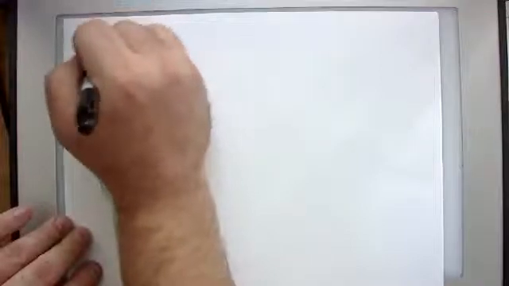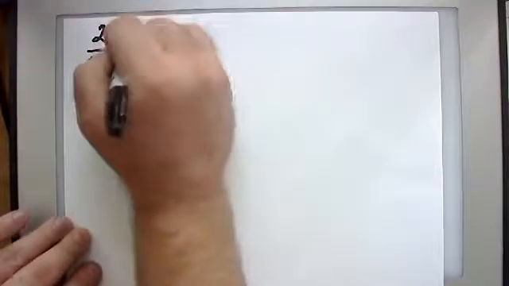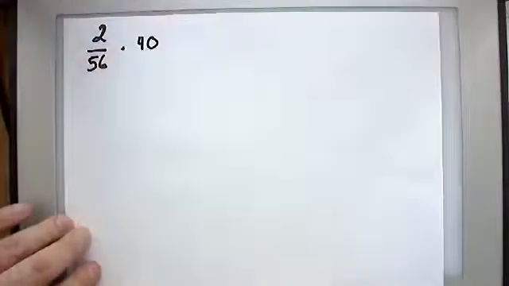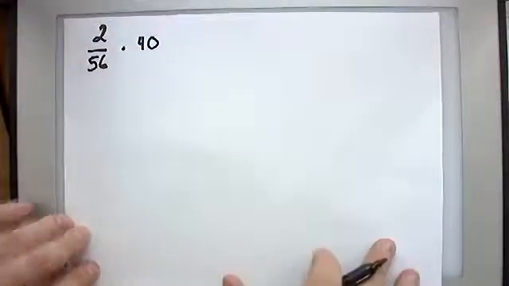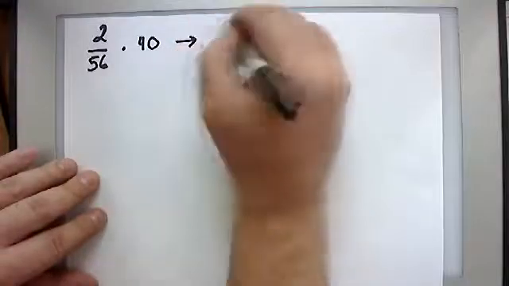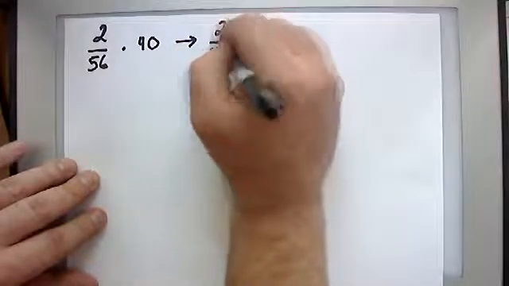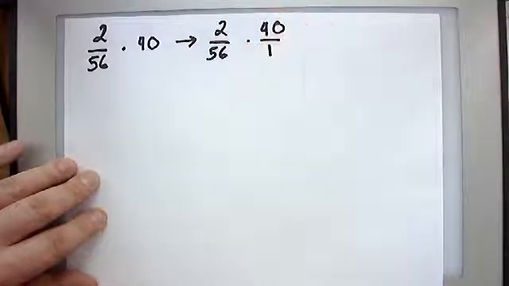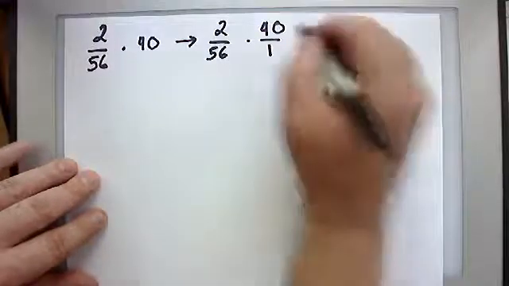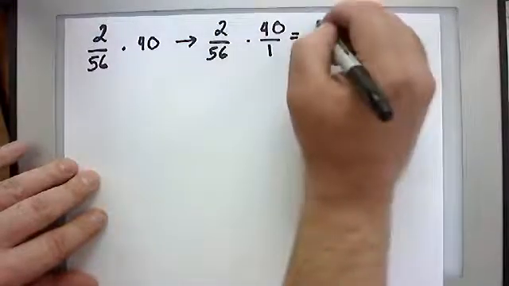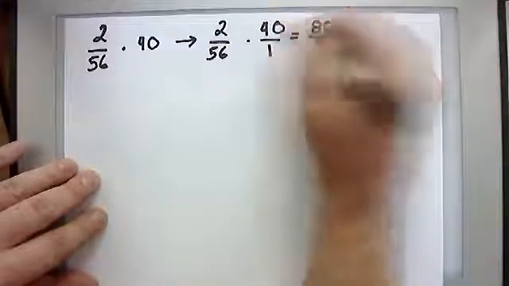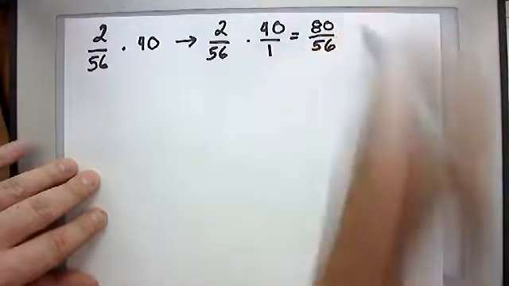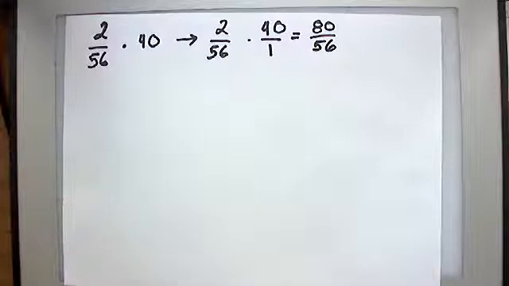So let's say I gave you 2 over 56 times 40. First things first, you got to recall back to the beginning of the lecture. What this really means is 2 over 56 times 40 over 1. Didn't we say that earlier? Any number can be made into a fraction by putting it over 1. So if I just go through this the brute force way, 2 times 40 is 80. 56 times 1 is 56. And now that's my answer, 80 over 56.